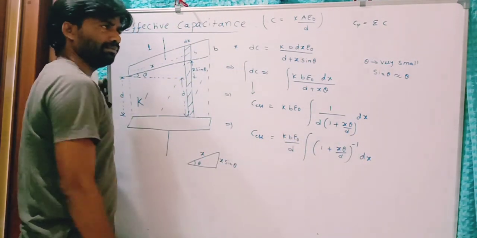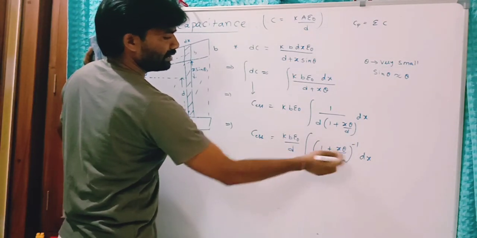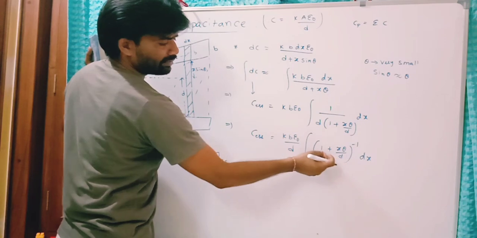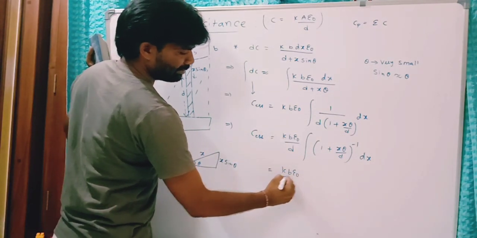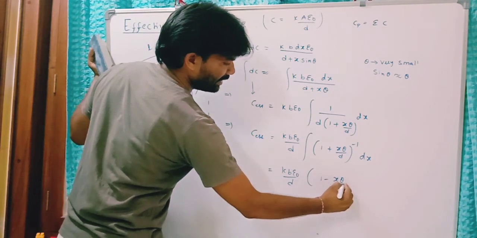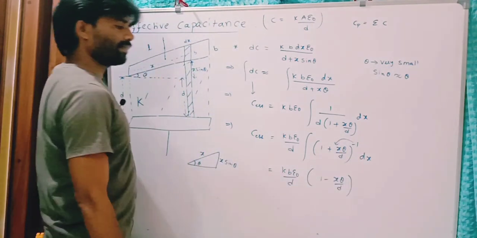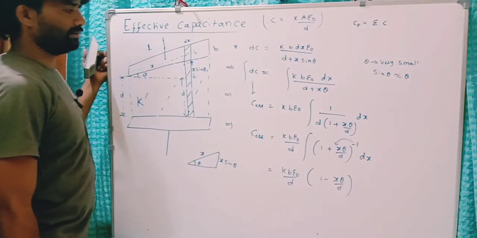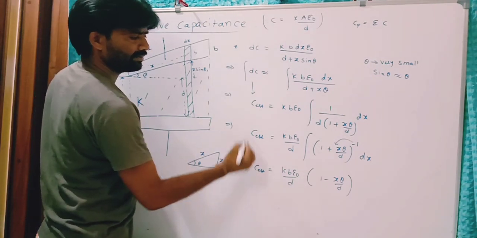You can apply the binomial expansion, since this value is very much smaller than 1. So K b epsilon naught by d gives 1 minus x theta by d, into dx. Write this here. That is the effective capacitance.